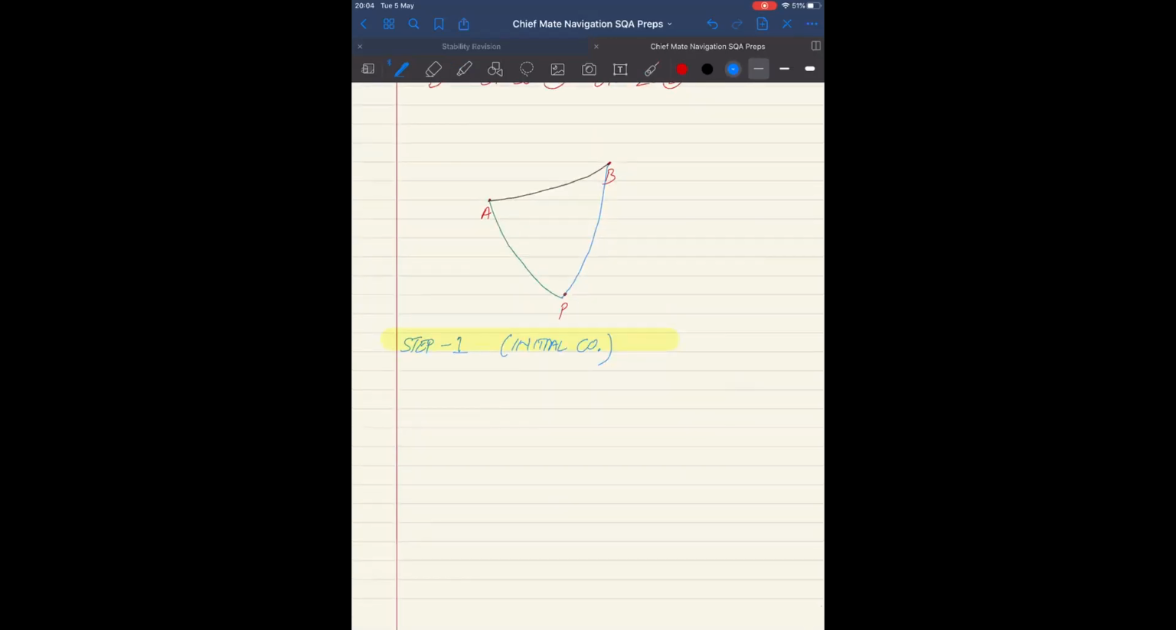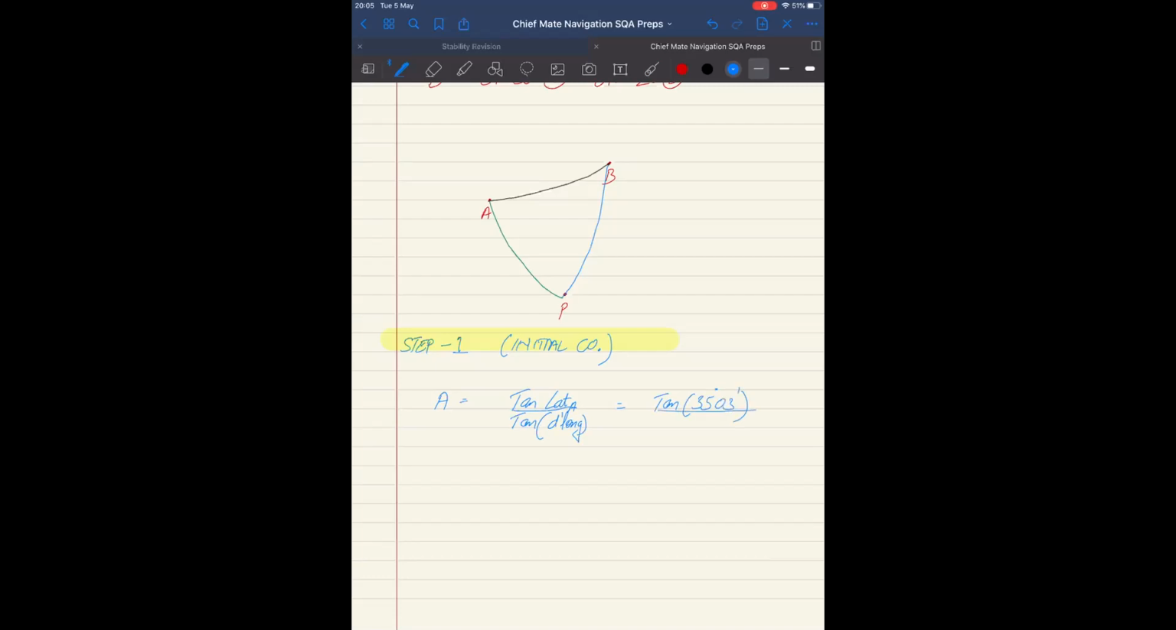Initial course, we calculate it by the ABC method. So we'll use the same method. So for me, A is equal to tan of my initial lat over tan of D long. My lat A was 35 degrees 3 minutes, I'll write it as 35 degrees 03 minutes.